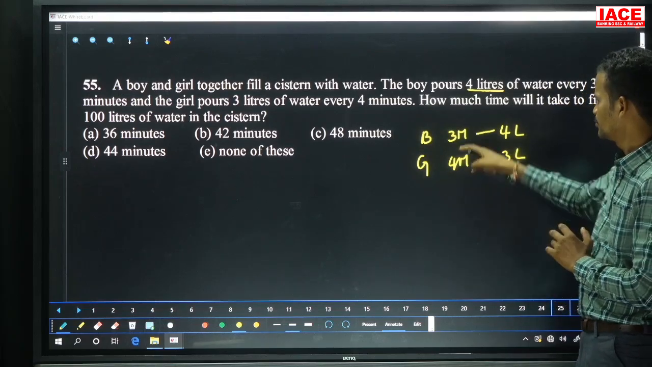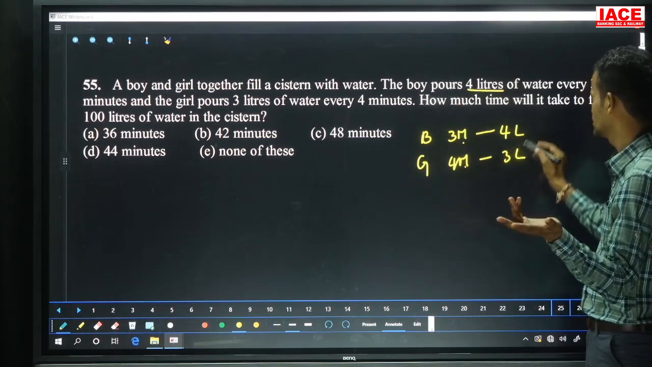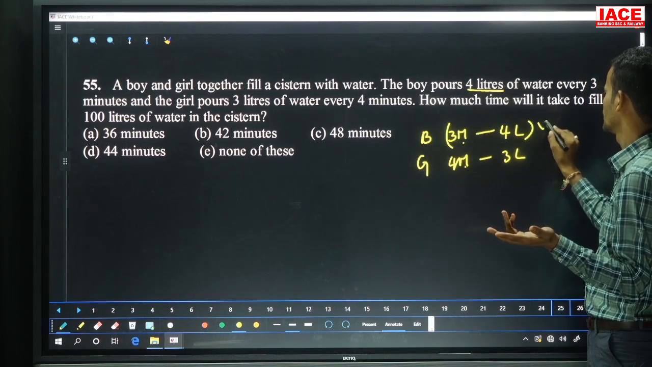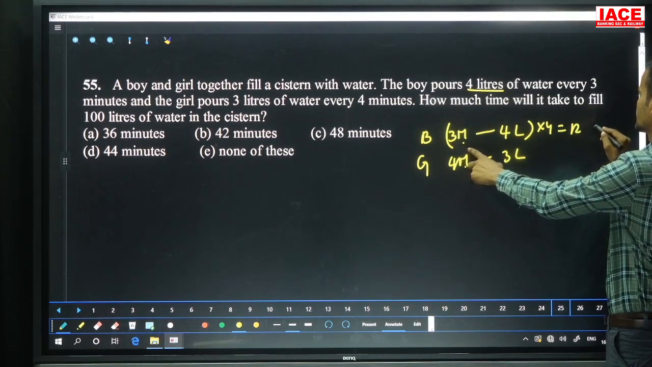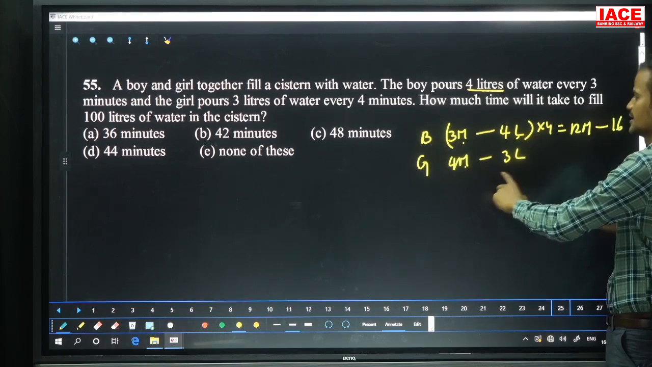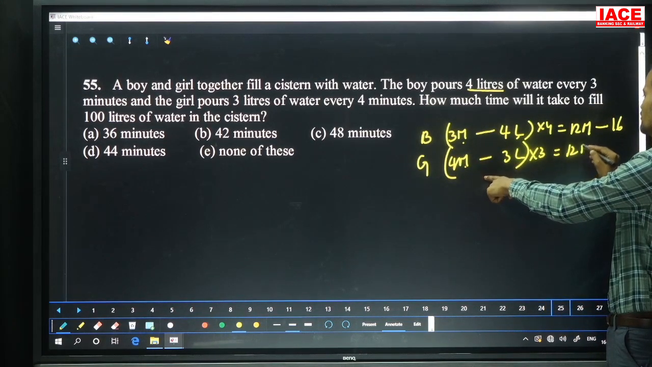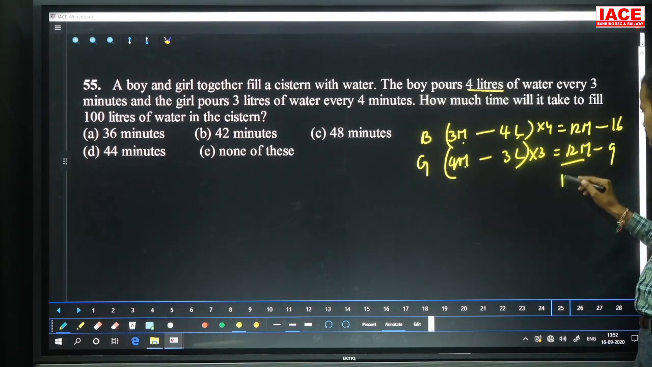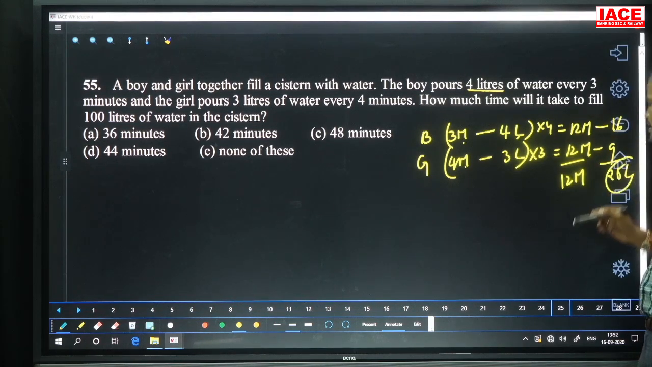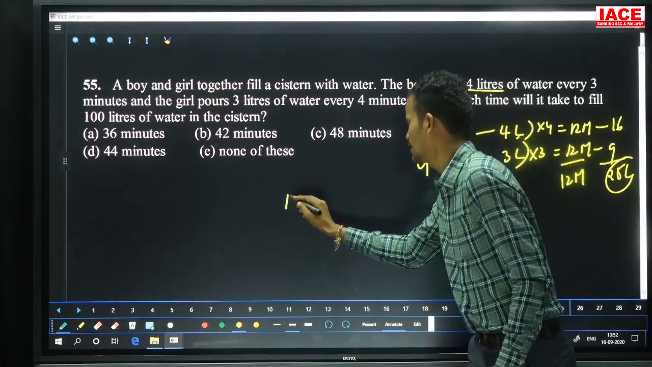So simply, both are converted into the same time. So 3 and 4, what is the LCM value? 12. So this is multiplied by 4. Now what am I getting, sir? 4 threes are 12 minutes, 4 fours are 16 liters. This is multiplied by 3. 3 fours are 12 minutes, 3 threes are 9. That means if both are working, in total 12 minutes of time, 16 plus 9, how much? 25 liters are filling.